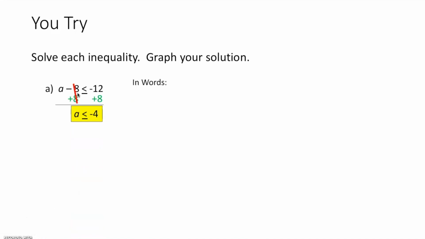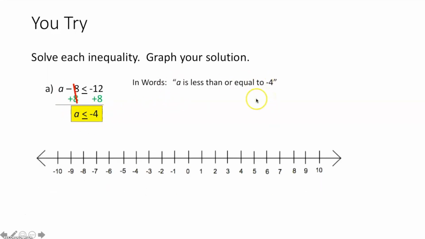Now, when we graph it, we want to first say it in words. So what is it again? A is less than or equal to negative 4. That's going to help us when we graph it. So our first step, is it an open or closed circle? Well, since we have this equal sign underneath, we're going to put a closed circle at negative 4. So we go to negative 4, put a closed circle.